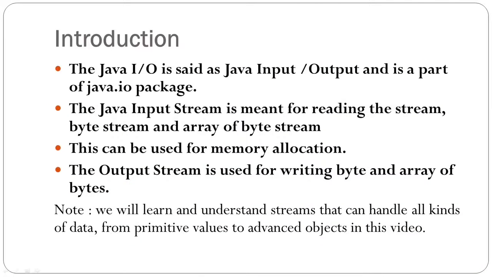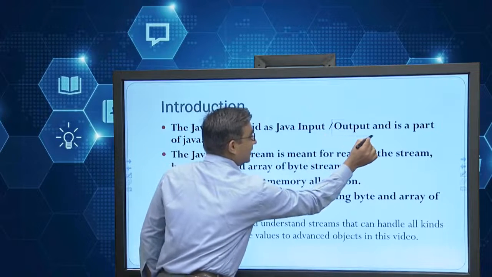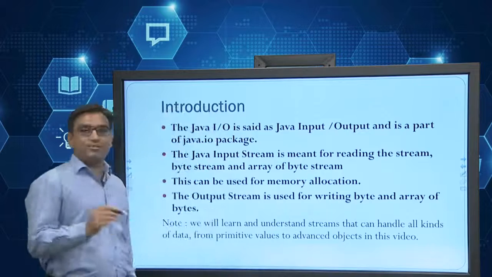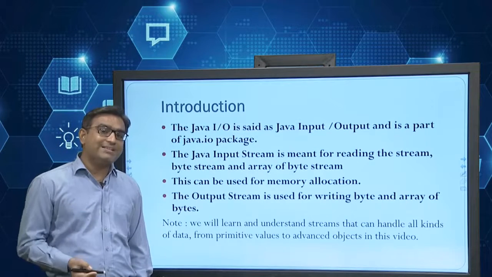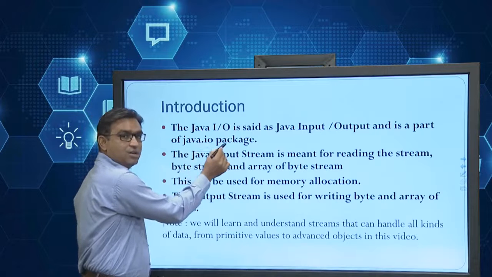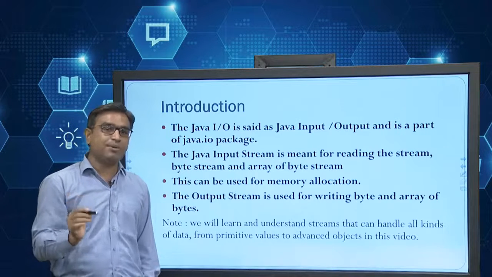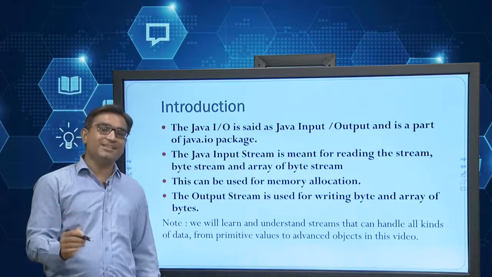Let's start the introduction. What is Java I/O? Java I/O itself says it's input and output. I means input, O means output. So it is part of Java I/O. Who is providing this package? That package is provided by java.io package.